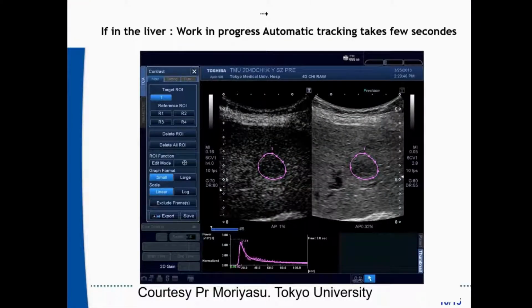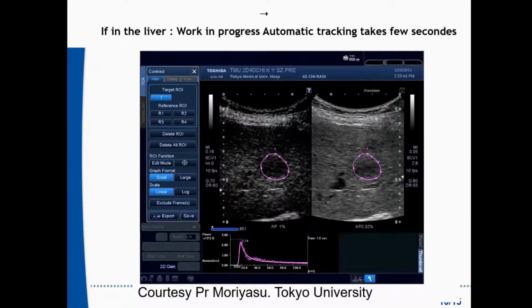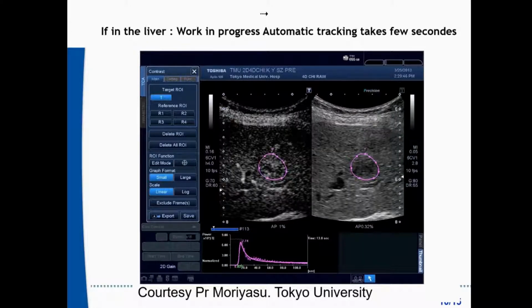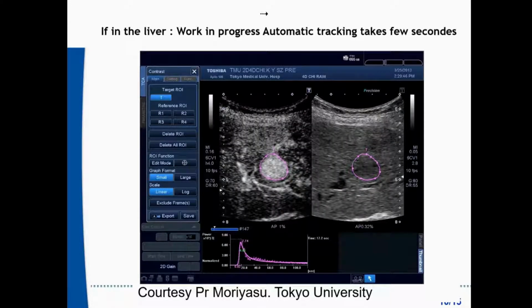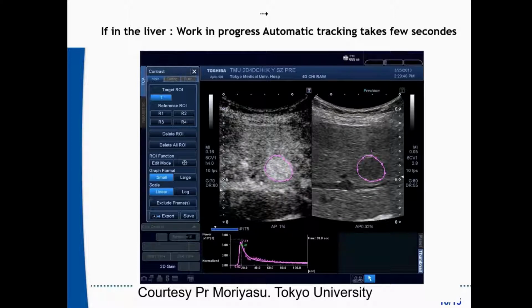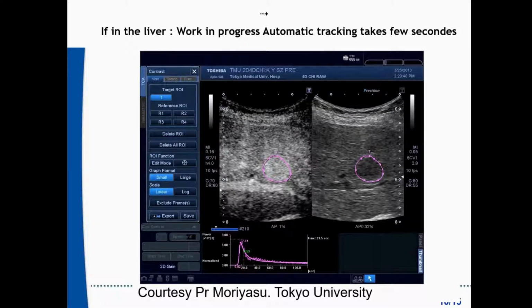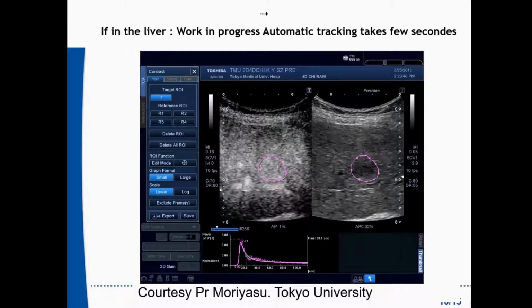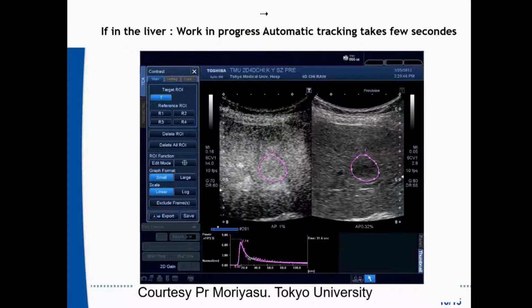So the last point, if you are working on the liver, you need to perform the tracking. 5 years ago, we performed manual tracking, but now all companies are able to provide software. And in this case, the software is able to perform the automatic tracking. So if you choose the best plane according to the respiration of the patient, you are able in a few seconds to perform the quantification on the liver.